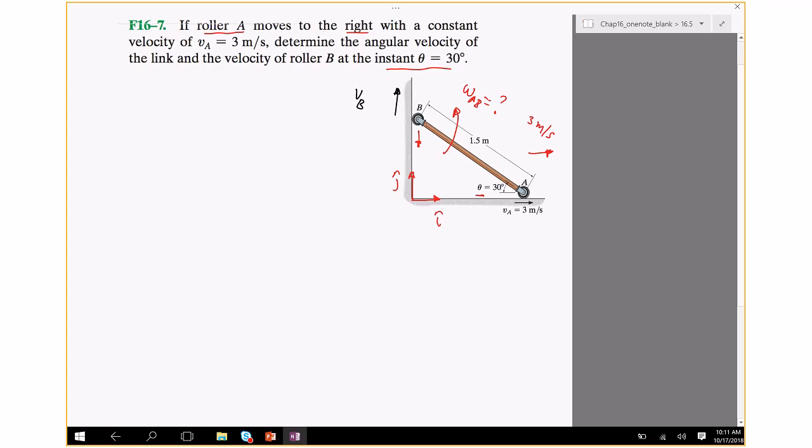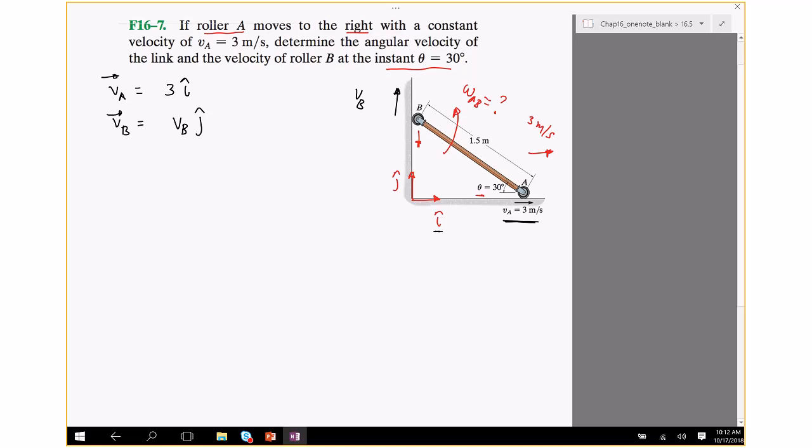So let's try to relate the velocities of points whose value is known. So we know velocity of A. We need to write a vector for A because we're dealing with vectors. So we know that A is moving at 3 meters per second and it's in the direction i. So 3i is the velocity of A. Velocity of B, well, is unknown. We do not know the magnitude of the velocity, but we do know that the velocity of B is in the j direction.